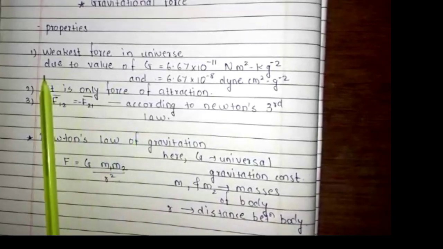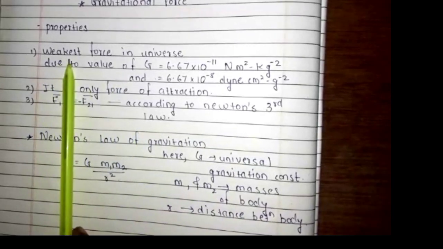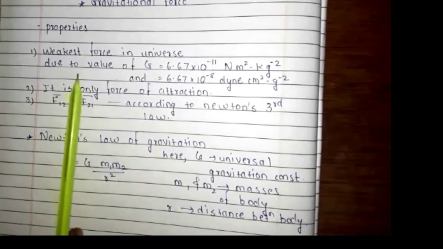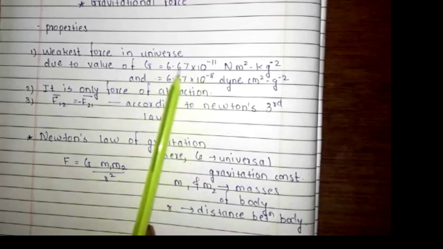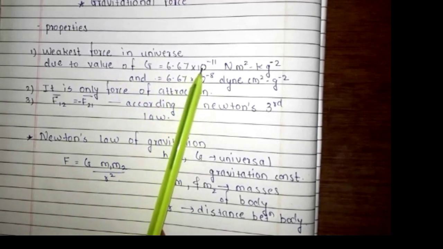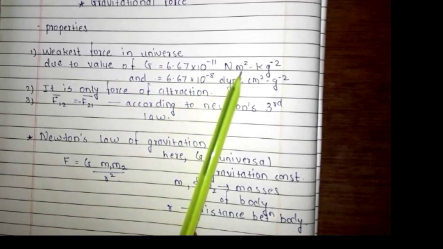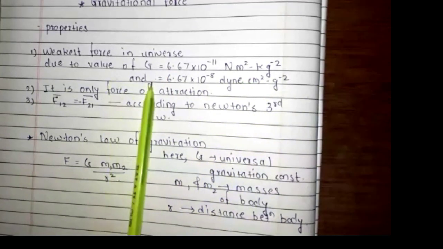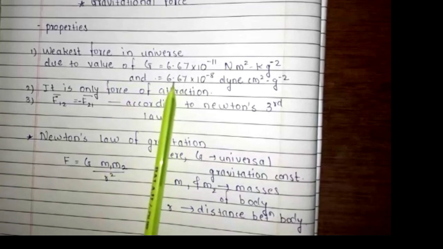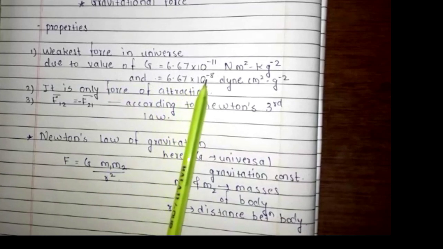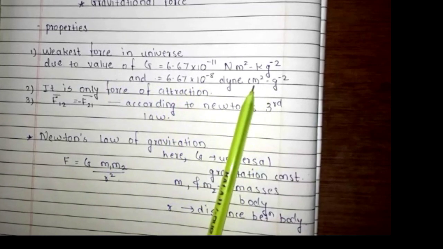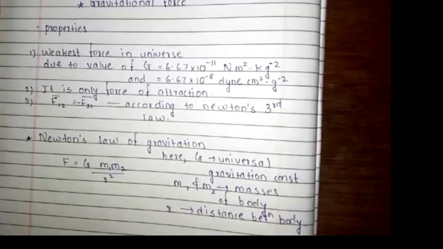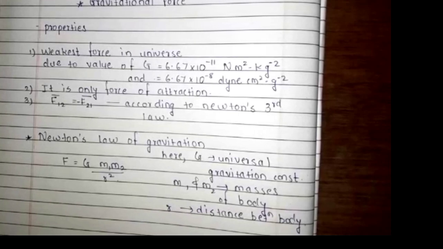The first property is that gravitational force is the weakest force in the universe, as its value is very small, that is 6.67 × 10^-11 N·m²/kg² in SI units, and in CGS units its value is 6.67 × 10^-9 cm²/g². So as its value is very small, it is the weakest force.